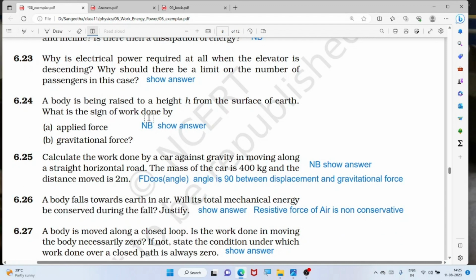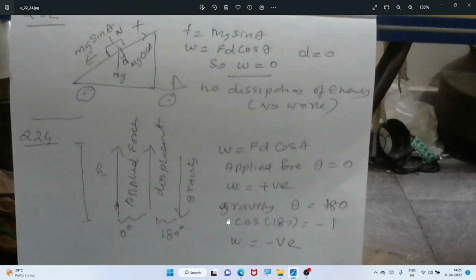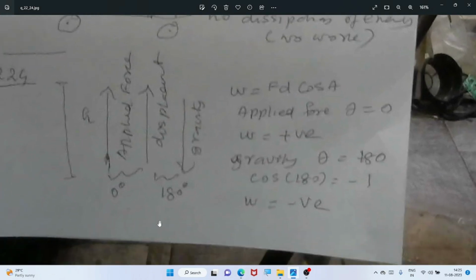The body is being raised to the height h from the surface of the earth. What is the sign of the work done? When it is raised up, the direction of the gravitational force is completely opposite, that is a 180-degree difference. The applied force and the displacement are in the same direction, the angle is zero, but with respect to gravity it is 180. So the work done will be positive.